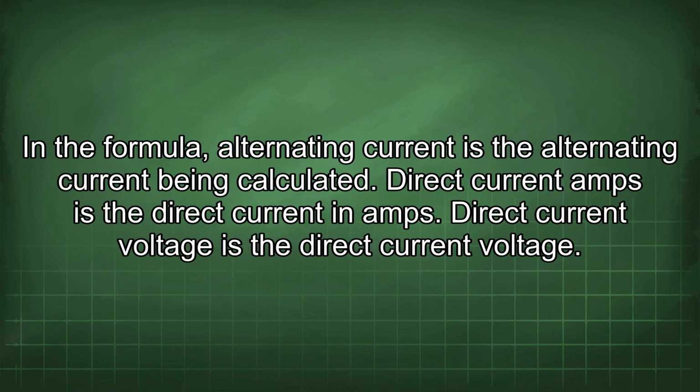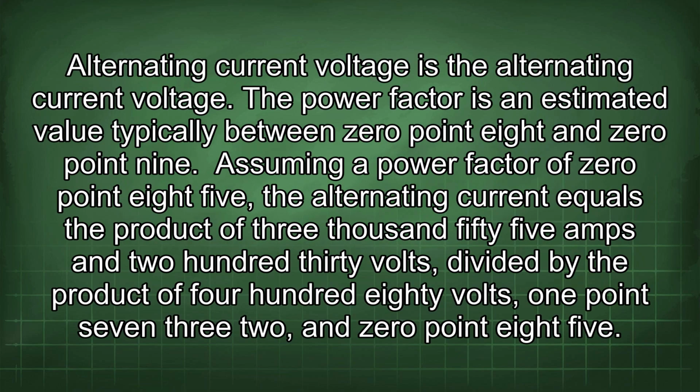In the formula, alternating current is the alternating current being calculated. Direct current amps is the direct current in amps. Direct current voltage is the direct current voltage. Alternating current voltage is the alternating current voltage. The power factor is an estimated value typically between 0.8 and 0.9.